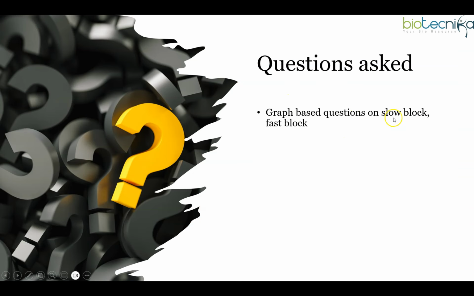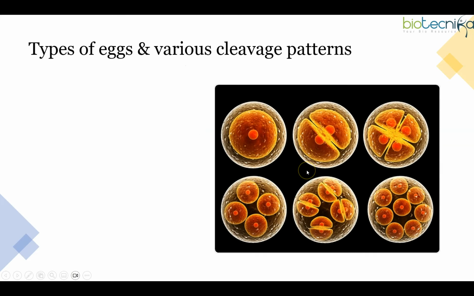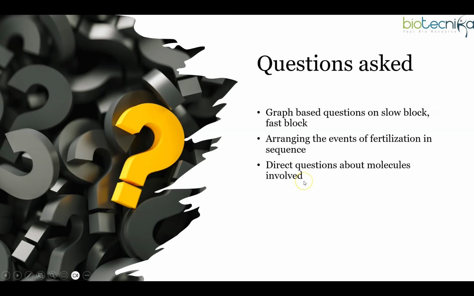Different graph based questions on slow block, fast block, like what composition, what happens to the concentration of sodium ion or different proteins, receptor proteins, like that. Arranging the events of fertilization, where the chemoattraction happens first or acrosomal reaction happens first. Attention to detail is important. Direct questions about molecules involved. As I said, BMP, nodal, beta-catenin. Even the pathway based questions are very important.